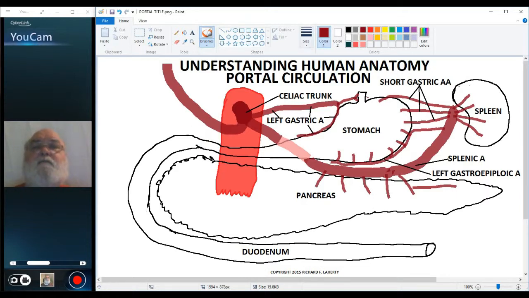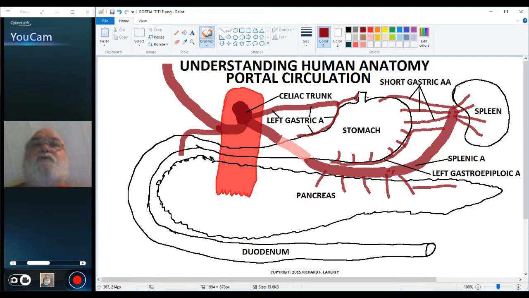Now, the reason we call it common hepatic artery is that it will give off a rather significant branch, the gastroduodenal artery. And then the remainder continues on up to the liver as the hepatic artery.